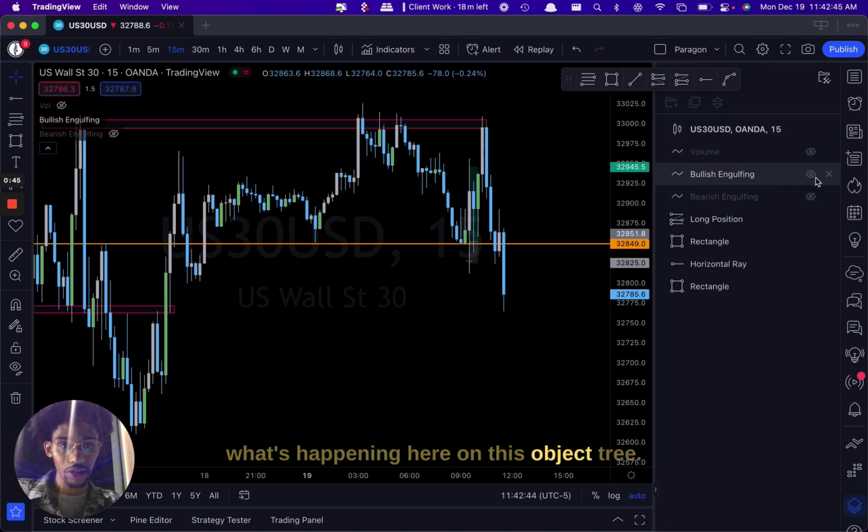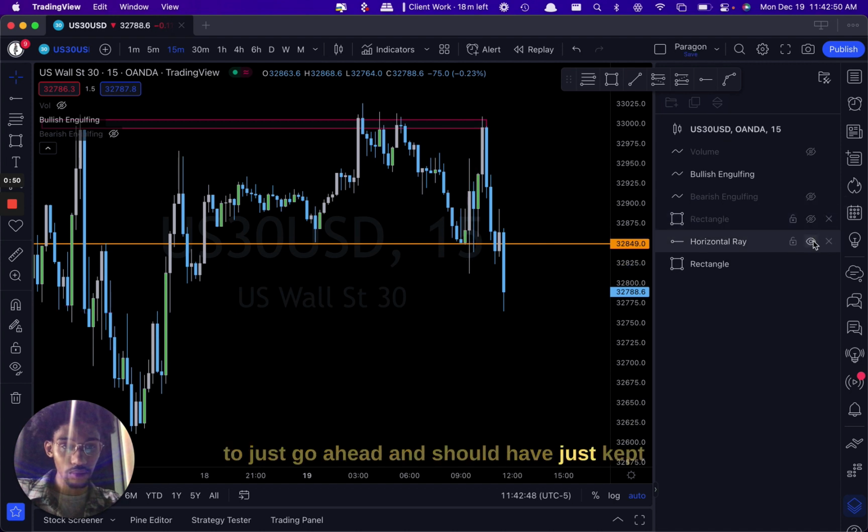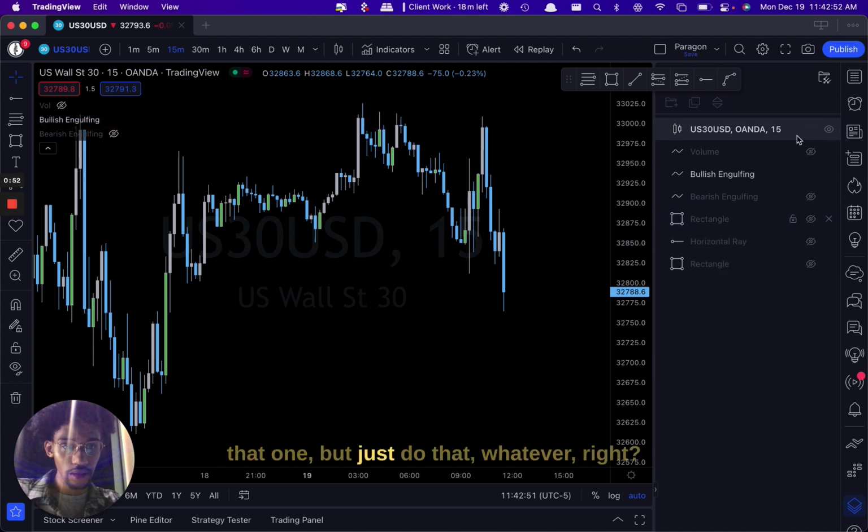You actually already saw what this is, right? What's happening here on this object tree. So what I'm going to do is I'm going to just go ahead and do that, whatever, right?